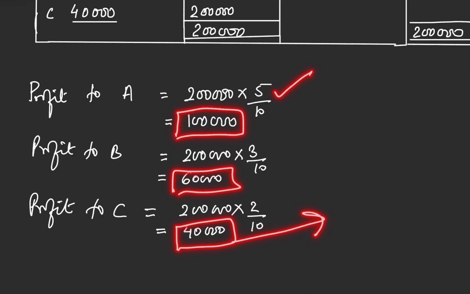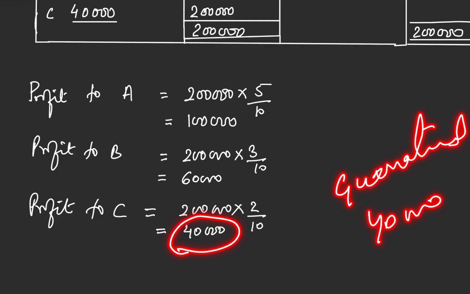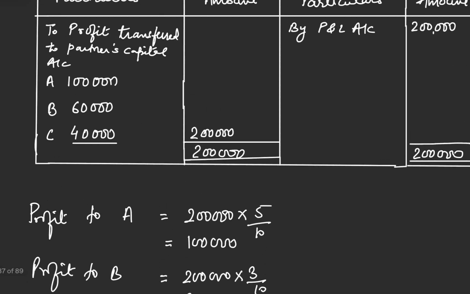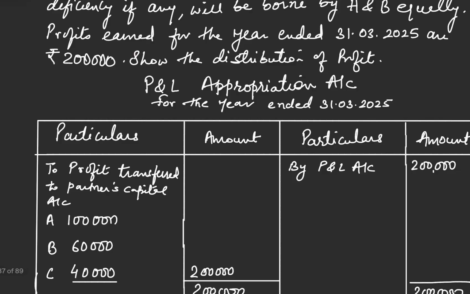So if we compare the amount of C with the guaranteed amount, that comes out to be 40,000, right? So here the amount of guaranteed profit as well as the initial profit he is getting is also 40,000. Both are the same, thus there is no deficiency at all. So the profits are plainly distributed in their 5:3:2 ratio, and C is able to get the minimum amount of profits also. So here there is no need to calculate the deficiency at all. The profits are appropriated.